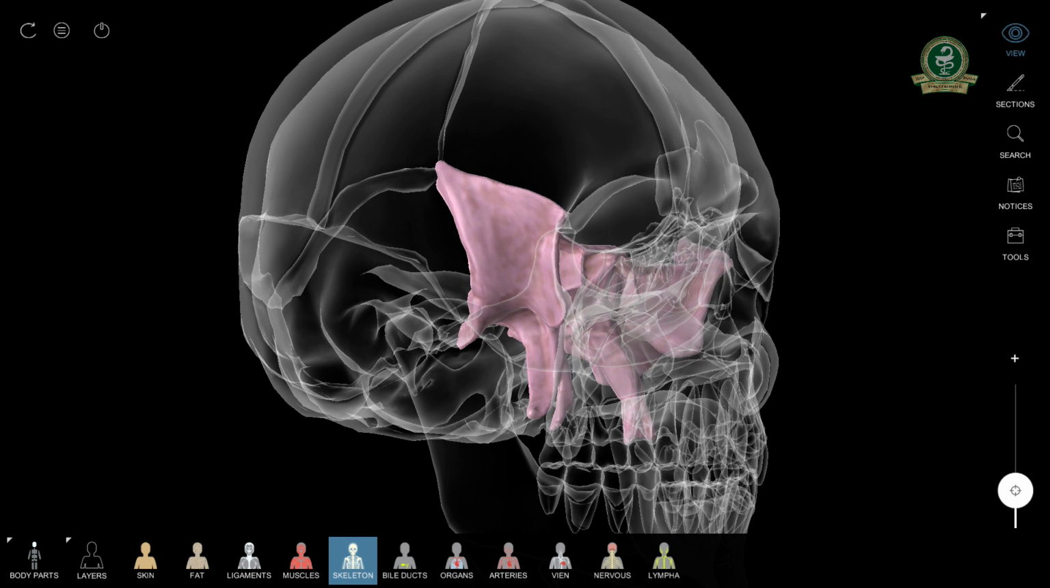And we know the sphenoid bone, we say it forms the middle part of the cranial base.